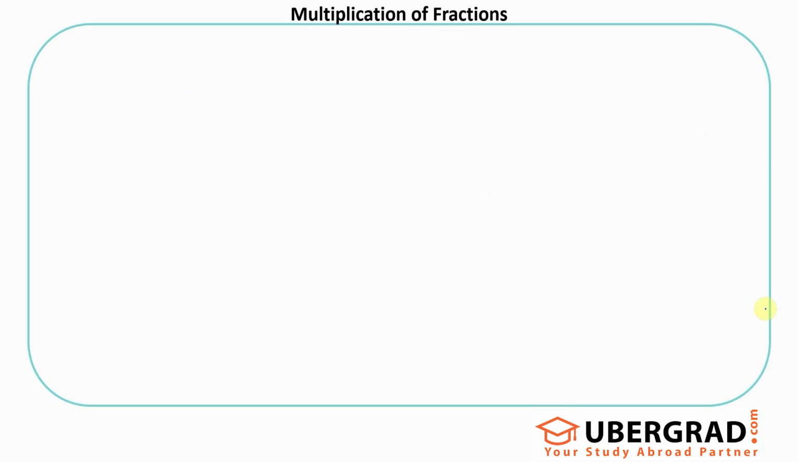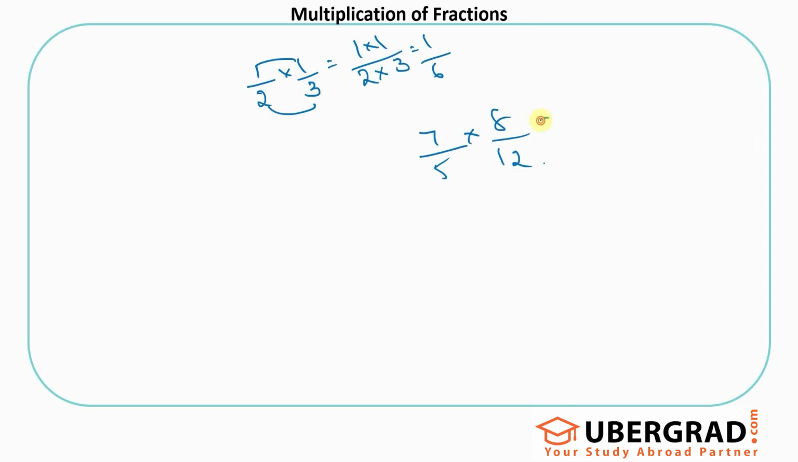So multiplication of fractions. Let's say if I ask you what is 1 by 2 into 1 by 3. That's simply numerator into numerator by denominator into denominator. So that's 1 into 1 by 6, that's 1 by 6. If I ask you what is 7 by 5 into 8 by 12, that will be like 7 into 8 by 12 into 5.